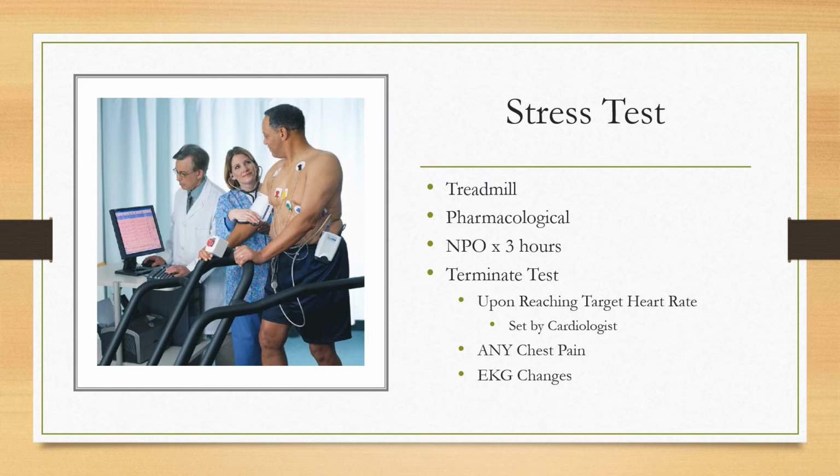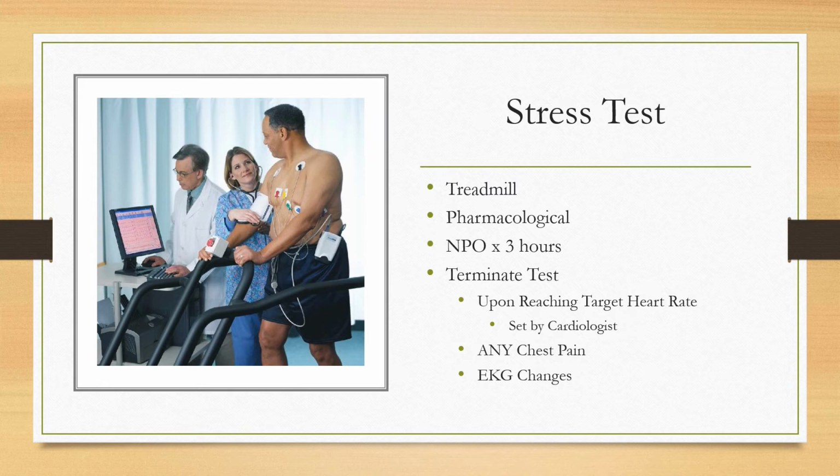So really what we're looking for with a stress test is, when we get your heart rate up really fast, is the monitor showing changes on the ECG that are consistent with a coronary artery blockage or ischemia to the heart. Okay, so it can be done with a treadmill, and it can be done with drugs that we've spoken about, so pharmacological stress tests.